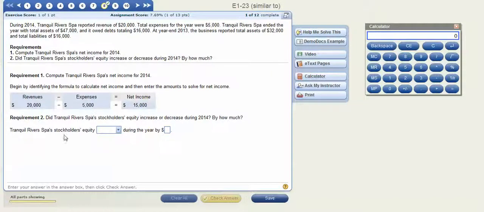It says part 2. Did Tranquil River Spa's stockholders' equity increase or decrease in 2014? So net income. Did we make money? We sure did. Revenues minus expenses. So it increased. However, I'm going to just purposely choose decrease to show you what it looks like. And I'm going to go ahead and put $15,000. We know I'm wrong, but that's okay.